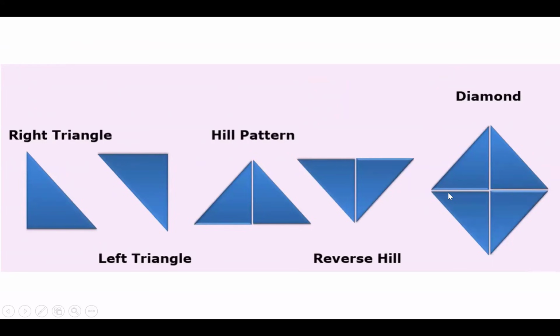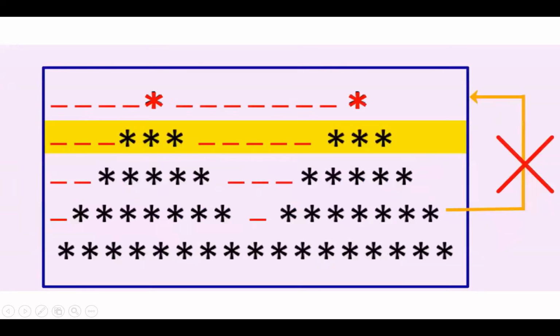The interviewer may ask you to print a hill pattern. The interviewer may ask you to print a reverse hill star pattern, or write a code to print a diamond, or write a code to print a left triangle. They'll be expecting such keywords.